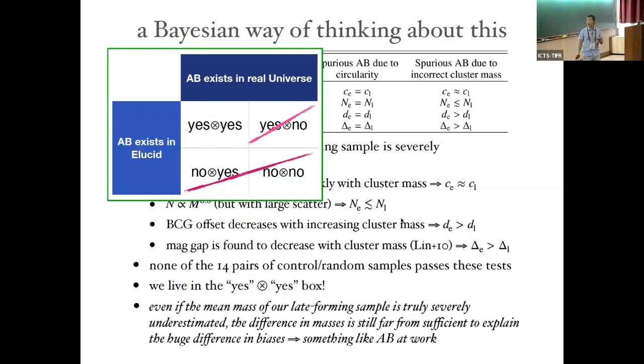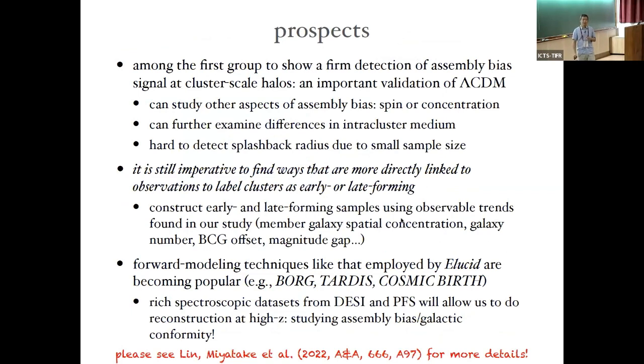And let me note that even if the mean mass of our late forming sample is really severely underestimated, the difference in the mass is still far from sufficient to explain the huge difference in biases that we see. And that hints at something like assembly bias at work. So I hope that I have convinced you that we have detected assembly bias at the high mass end, and that's an important validation of nano-CDM.